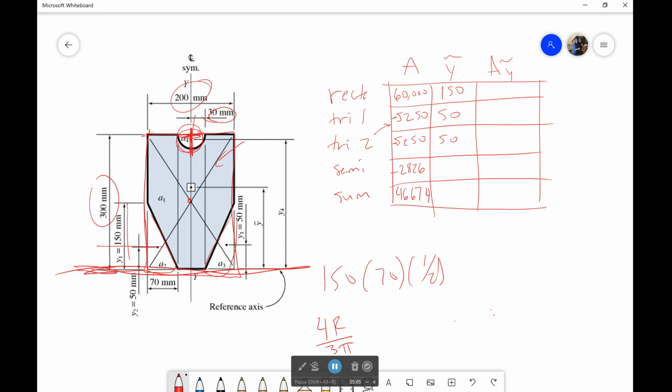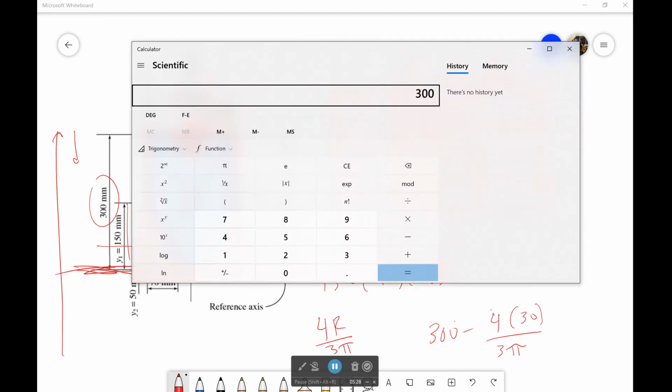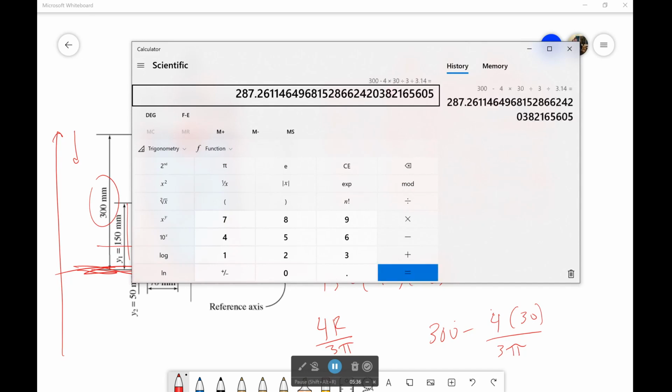So where is that? Well, remember we're measuring from the bottom, so I'm going to go 300 up, and I'm going to go down 4r over 3 pi. So if I do that, well, what do I get? I get 300 minus 4 times 30 over 3 pi. And if I plug in my calculator, let's see what it gives me. I get 300 minus 4 times 30 divided by 3 divided by 3.14 to be pi. And I get 287.26. I'm just going to say 287.